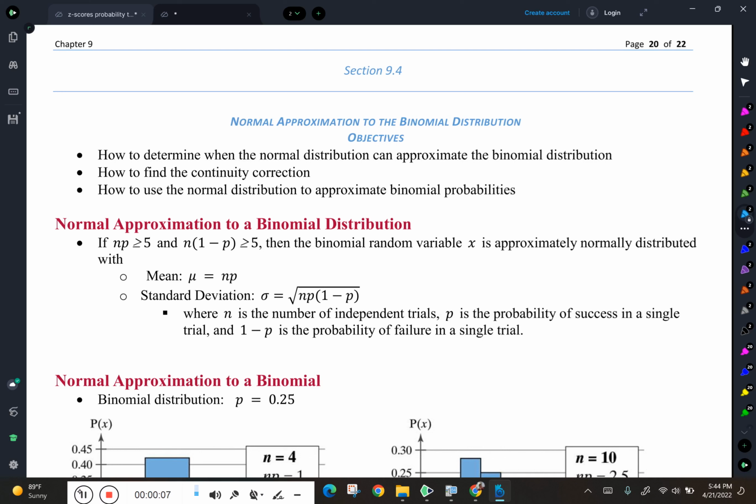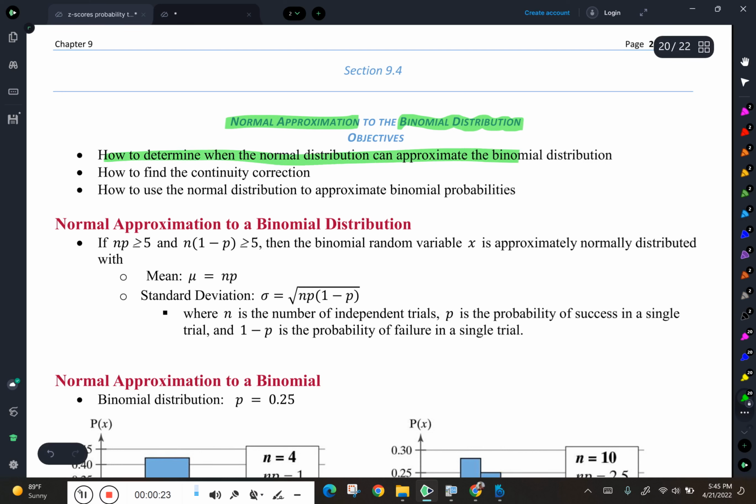All right, the idea of section 9.4 is to use the normal curve that we were talking about in 9.3 as an approximation tool for those binomial problems that we were working on back in chapter 8. So our objectives are to determine when you can, how to find the correction for continuity, and then use it. Okay, so binomial problems.